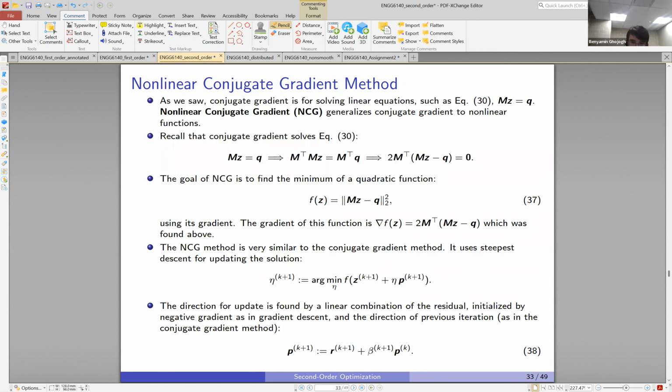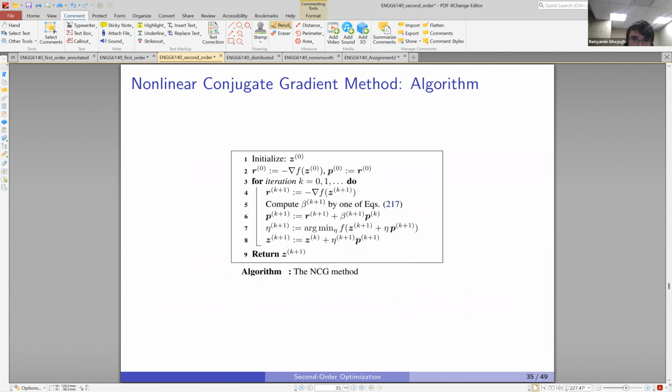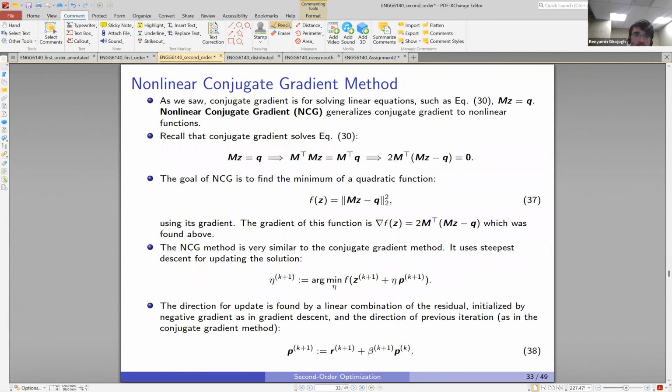Now, nonlinear conjugate gradient method. As we saw, we talked about the linear conjugate gradient method. Now this is nonlinear conjugate gradient. Conjugate gradient is for solving linear equations, such as equation 30, which was Mz equals q. But we have nonlinear conjugate gradient, NCG, which is very important, famous and well-known in optimization. It generalizes conjugate gradient to nonlinear functions.